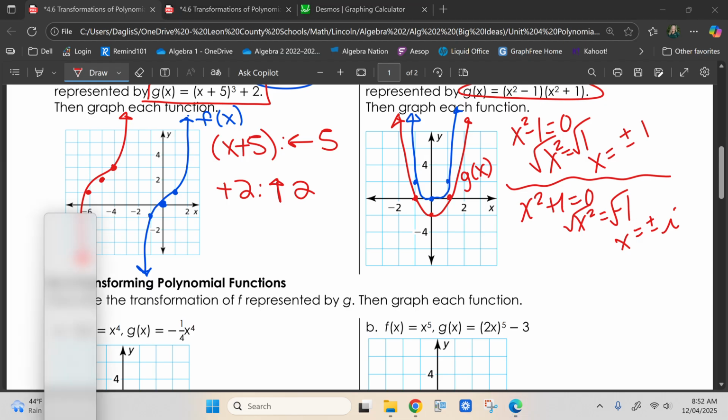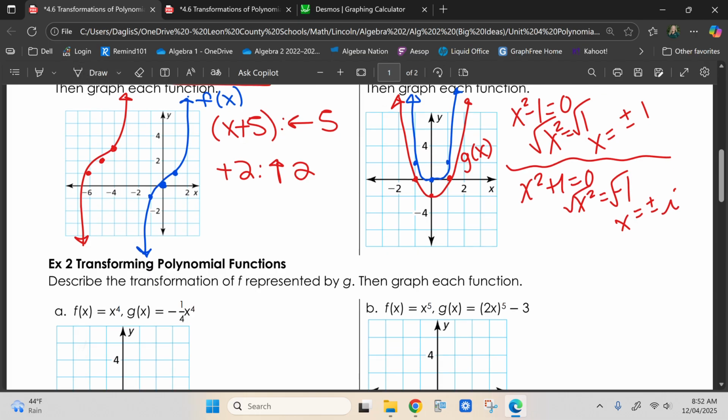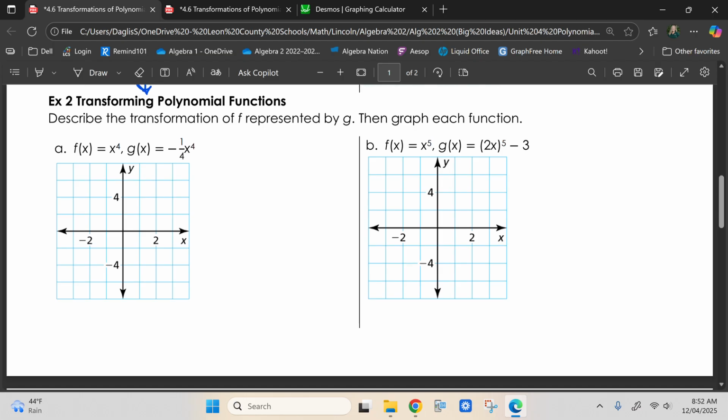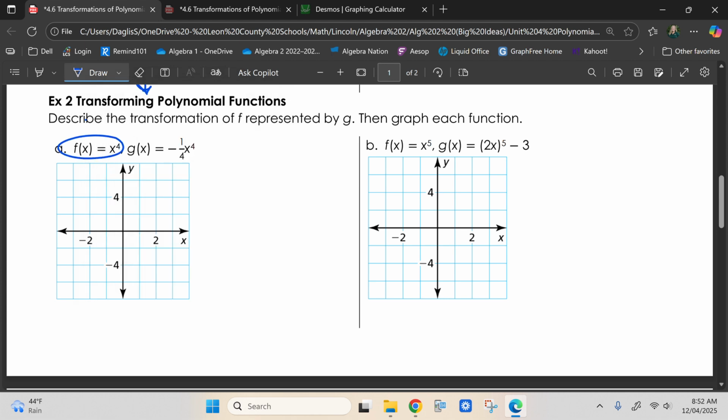All right, example 2, part A. It's using an x to the 4th again. We good? I can scroll. Yeah. Okay, right here. So we have f of x equals x to the 4th, and then they tell me that g of x is negative 1/4 x to the 4th. So we know what that x to the 4th is going to look like because I just graphed it. Careful with your y's, by the way. They're going by 2s. So negative 1, 1, positive 1, positive 1's right there.